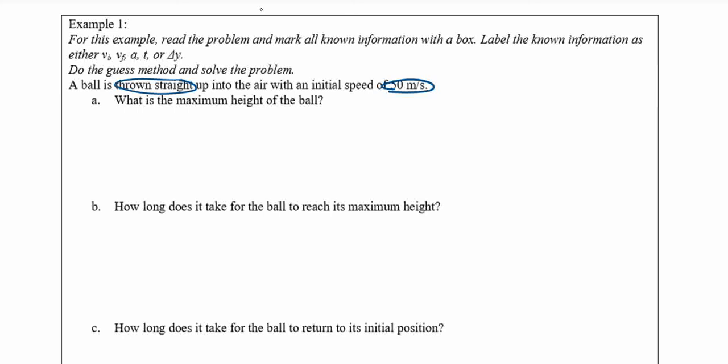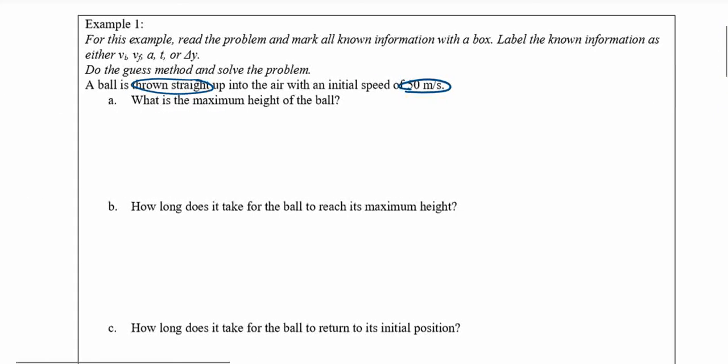So if we're looking at the information that we have now, the ball is thrown straight up into the air. That tells me right away that my acceleration is 10 meters per second squared, and that acceleration is down, and that the initial velocity is up because it's thrown straight into the air, right? So that initial velocity is going to be up. It happens to be 50 meters per second, so the acceleration is going to be negative.